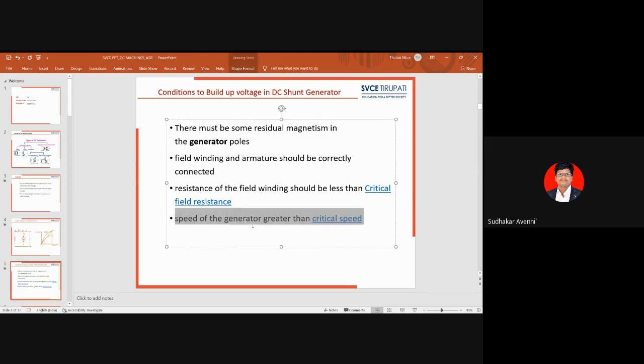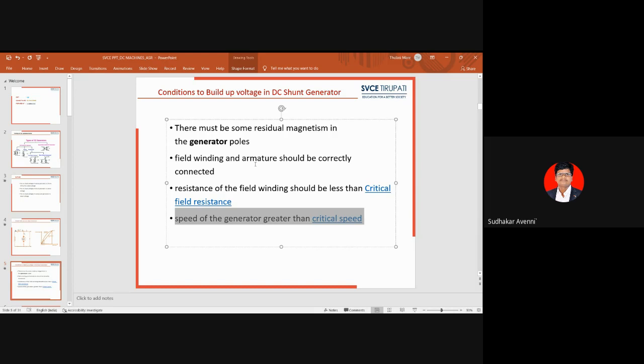Next, coming to the fourth one, very important: the speed of the generator must be greater than the critical speed. So what is meant by the critical speed? Already we know that the generated voltage is directly proportional to the flux and speed. Here we establish rated flux, but if the speed of the generator is zero, the generated voltage is also zero.